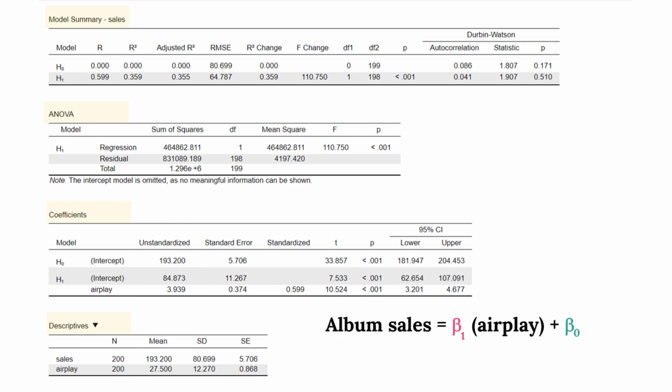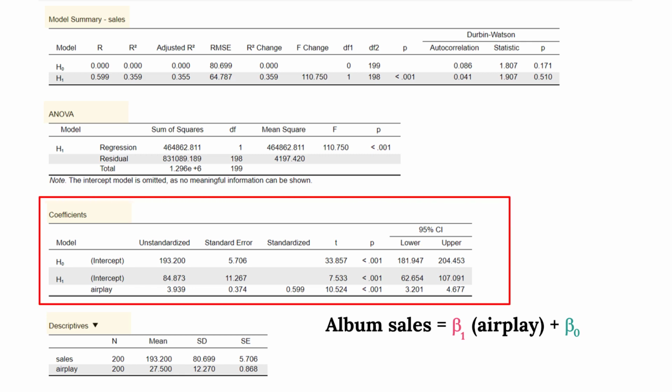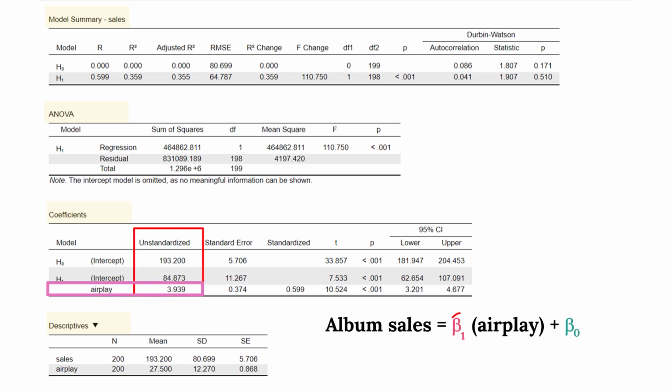Now, it is time to find beta sub 1 and beta sub 0 for our model. Remember that beta sub 1 is the slope of the model, and beta sub 0 is the intercept of the y-axis. Although we don't see any labels for them directly, we can see them over here, in the coefficients table. The unstandardized coefficient for airplay is our beta sub 1, or beta coefficient. Our beta sub 1 is equal to 3.94. The unstandardized coefficient for the intercept of the alternative hypothesis is our beta sub 0, or the y-intercept. It is equal to 84.87.